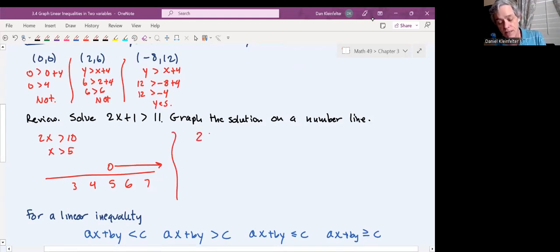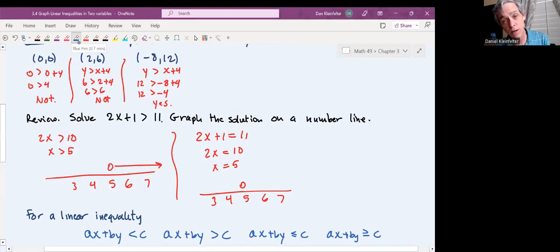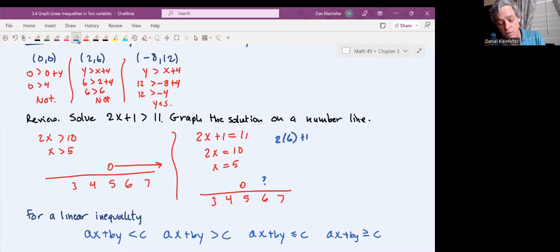In other words, let's consider the corresponding equation, 2x plus 1 equals 11, and solve that: 2x is equal to 10, so x is equal to 5. So again, 5 is the boundary between solutions and non-solutions. Let's test a number on one side of the boundary or the other, because we know the solutions will be on one side or the other. I'm going to try 6. We're going to test 6 in our inequality. 2 times 6 plus 1, is that greater than 11? And the answer is yes.